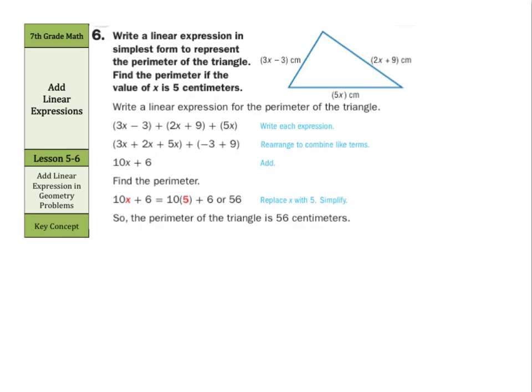Well, notice we have our 3x minus 3 plus 2x plus 9 plus 5x. Those are our terms, because remember, to find perimeter, we simply add up all the sides. Now what they did here was regroup them, like we practiced in one of the questions, horizontally: the 3x, the 2x, the 5x, and the negative 3 plus 9 to get 10x plus 6 as your expression.